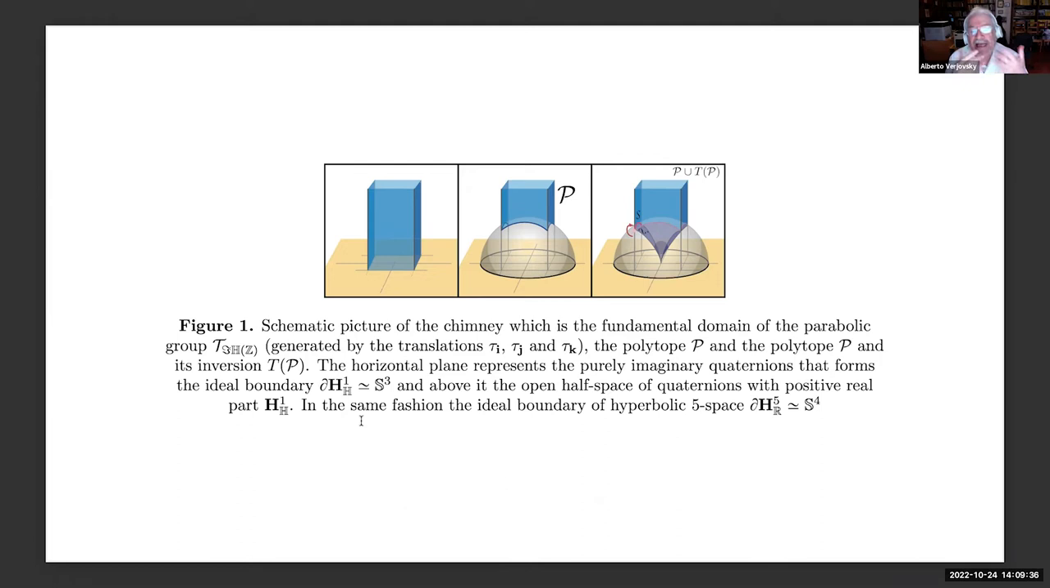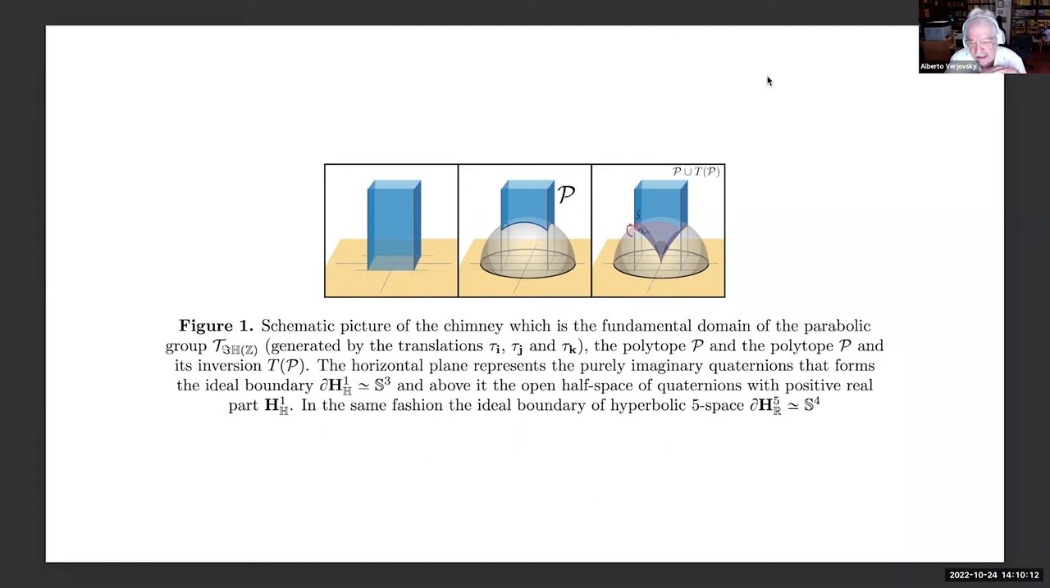This replaces the classical modular group, where you take the complex numbers having positive imaginary part, the upper half plane. Here, instead of that, we choose quaternions that have positive real part, and this can be endowed with a hyperbolic metric. And the boundary of that is the quaternions whose real part is zero, namely R3, the purely imaginary quaternions, is the boundary of four-dimensional hyperbolic space.